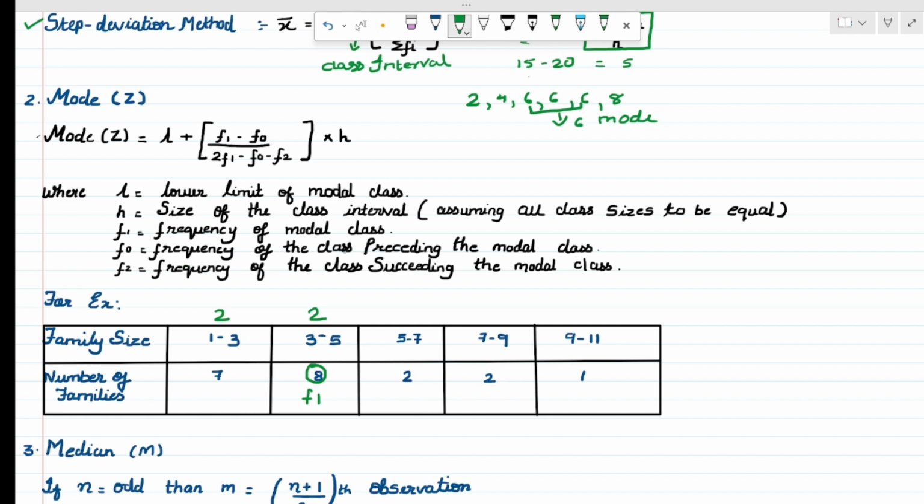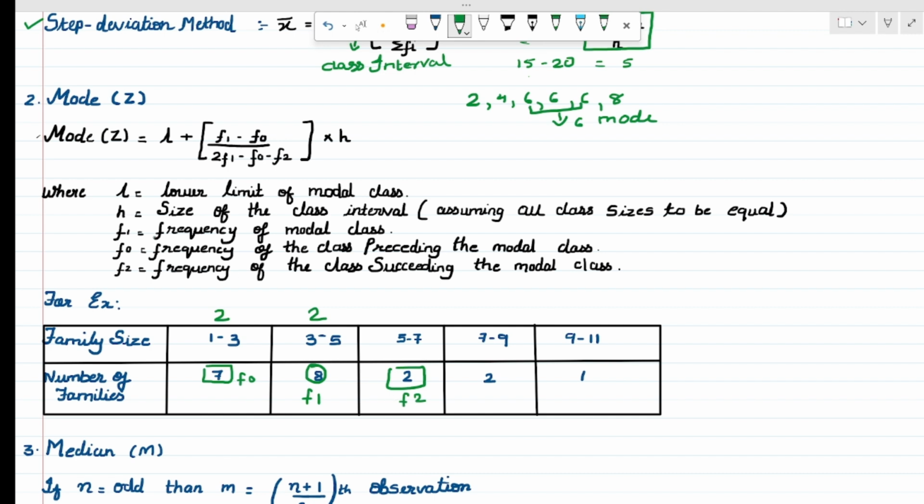Now, what is F0? The frequency of the preceding class. Preceding means the number ahead, so the number ahead of it is 7. This becomes our F0. And F2 is the succeeding one. Succeeding means the number after your modal class. That becomes your F2. So this should be in your order: F0, F1, F2. Remember, the largest number becomes your modal class. This becomes your F1. The number preceding it becomes your F0. The number succeeding becomes your F2.